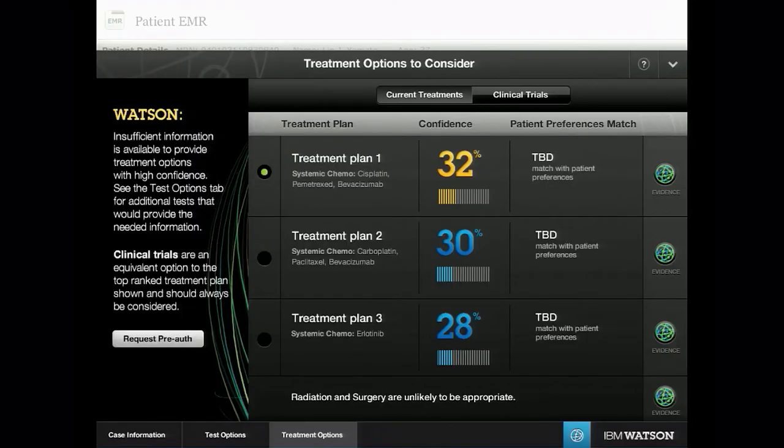Finally, the treatment options tab. Watson is suggesting the treatments that look like they're appropriate for this patient. But with these levels of confidence, Watson is saying that we have insufficient information at this point to make a decision. We haven't run the tests, we haven't asked questions, we haven't gathered more information. All of this can be in the first few minutes after the oncologist gets the medical record, helping them to be that much better prepared for their first consultation.